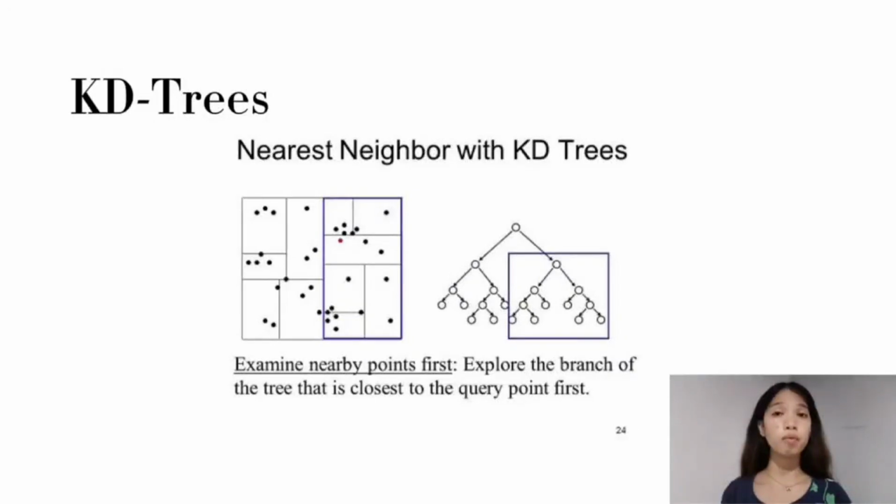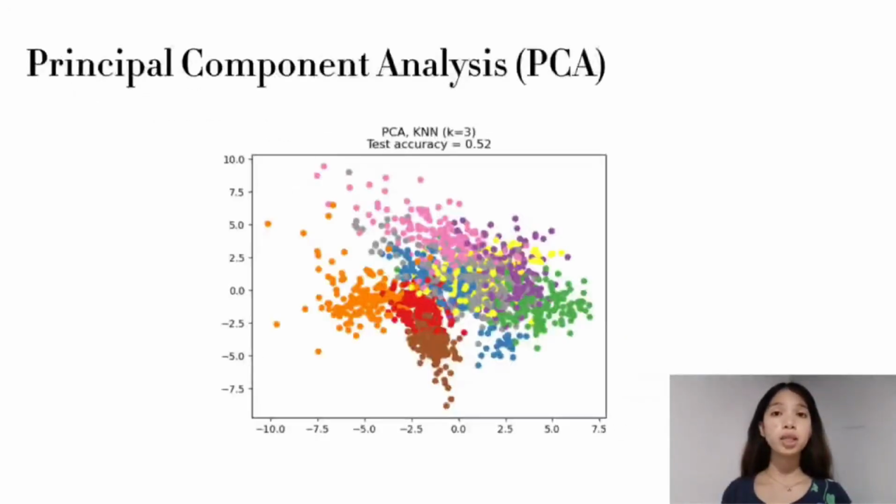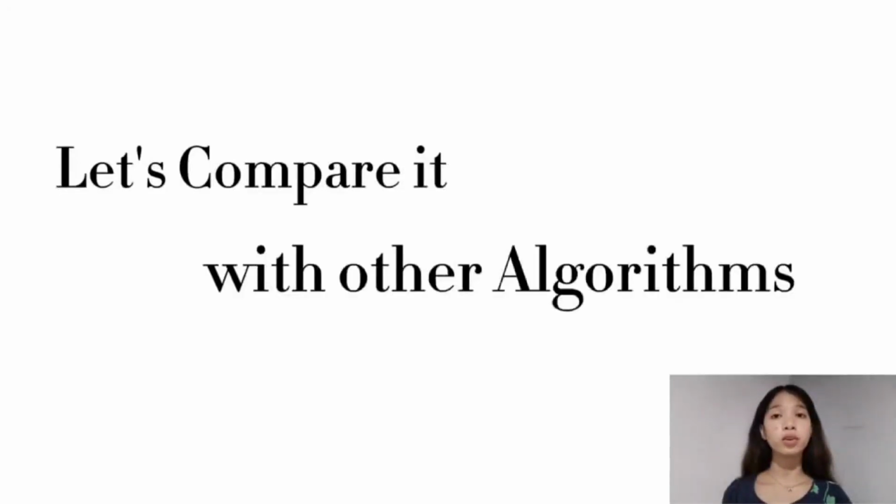To solve some of these problems, we can use techniques like KD trees for faster searching and principal component analysis to reduce the number of dimensions. Now that we know the KNN strengths and limitations, let's compare it with other algorithms. Elishama will walk us through the comparison.